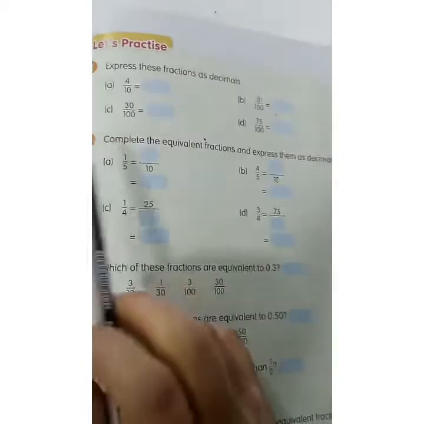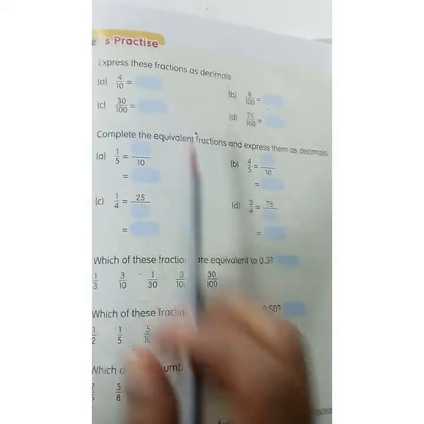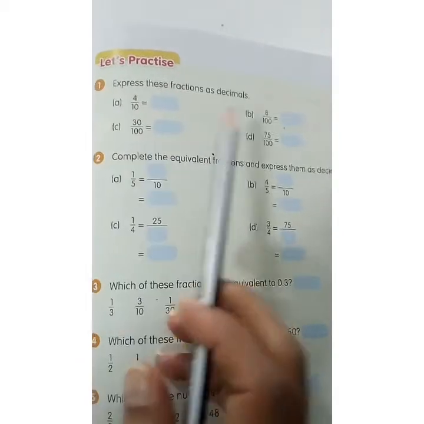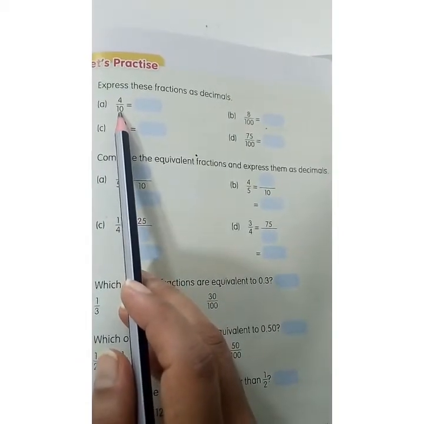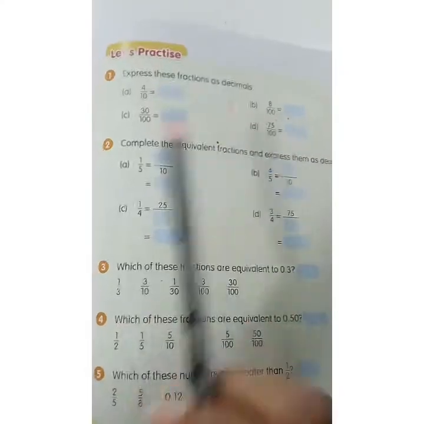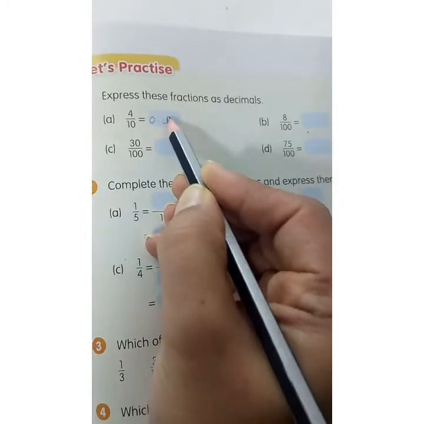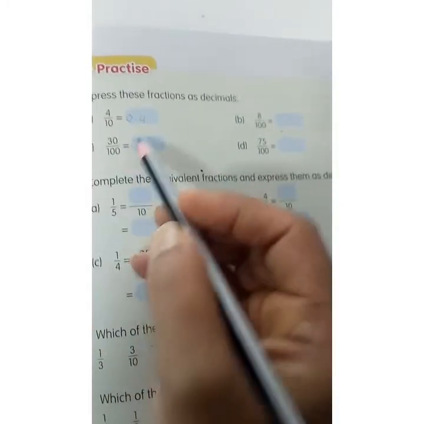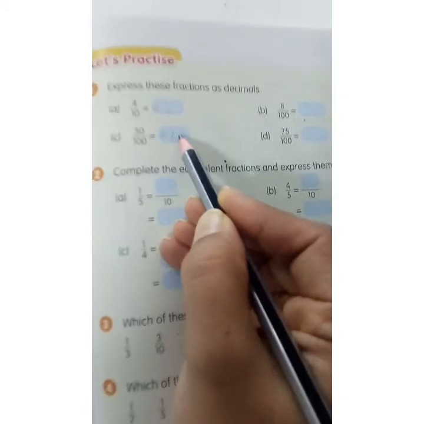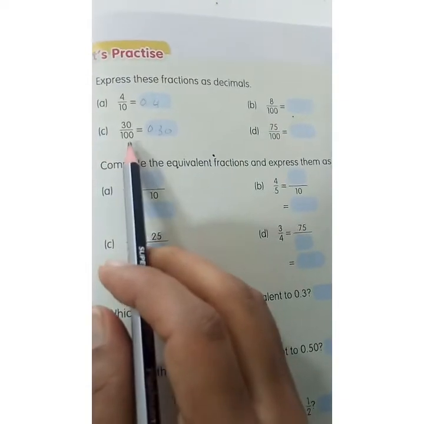Let us move now to page 207 in the pupil's book. Express these fractions as decimals. When we look at these fractions, they all have the denominator of 10 and 100. So this one will be easy to convert the fraction to a decimal. So 4 over 10, or 4 tenths, will be 0.4. 30 over 100 will be 0.30. This is hundredths, two numbers after the decimal.